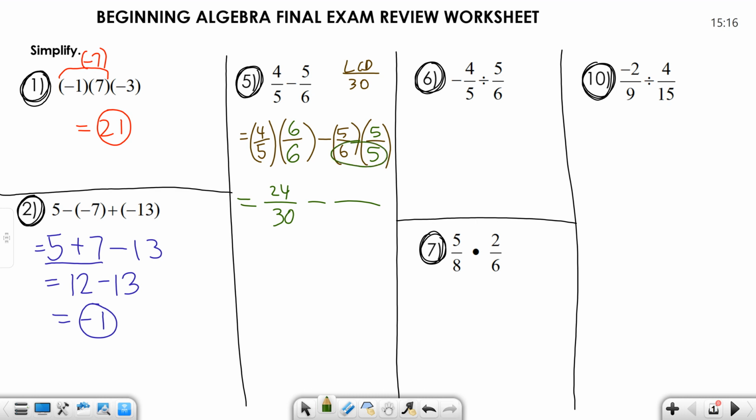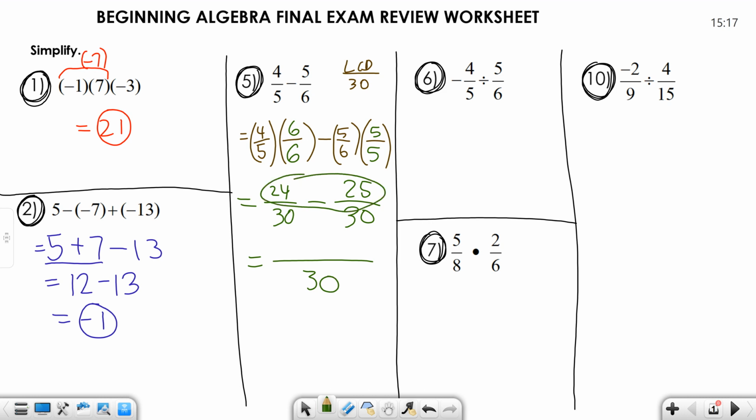The whole point is, what is 6 times 5 over here? 30. Now you have a common denominator, right? You just need to figure out what goes here. So what is 5 times 5? That's what goes right there. It is 25.